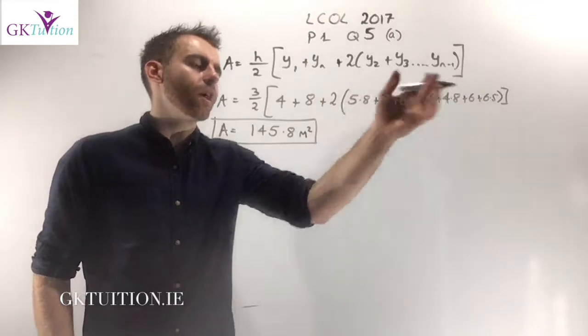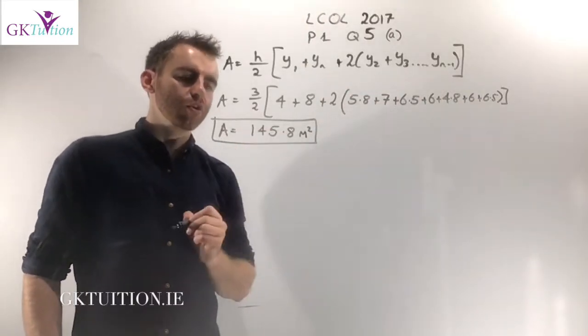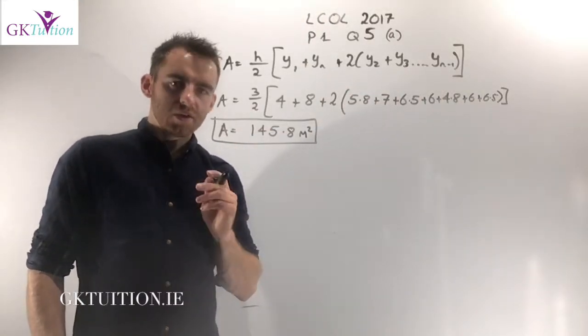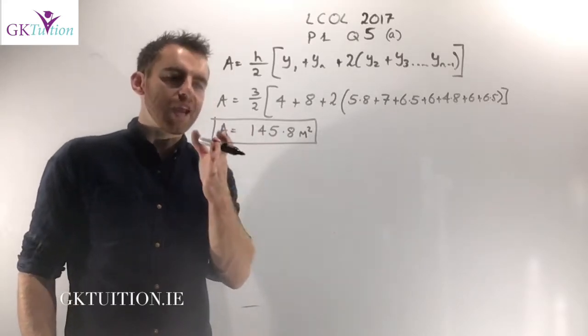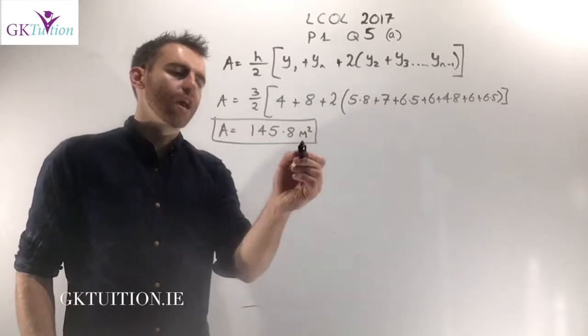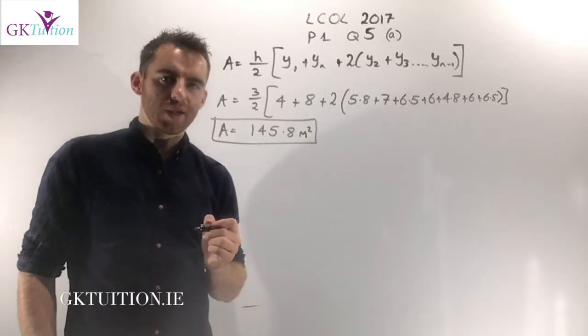So we just plug all that into our calculator and it works out as 145.8. Notice in the question it told you that each of these is in meters, which means the area is in meters squared. So you have to mark in your units in that one as well.